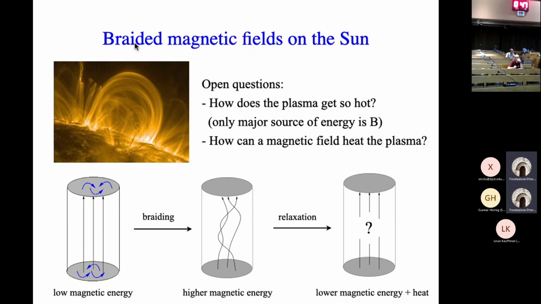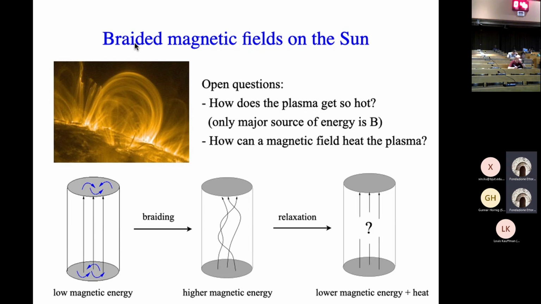And I indicated this with these blue arrows here. So there's a braiding going on, and in principle, this is continuously going on, which increases the energy of the field inside our flux tube. And eventually, something has to happen because the energy can't increase indefinitely. So some relaxation process has to happen. And this talk is mainly about the final state of this relaxation process and how we get there.